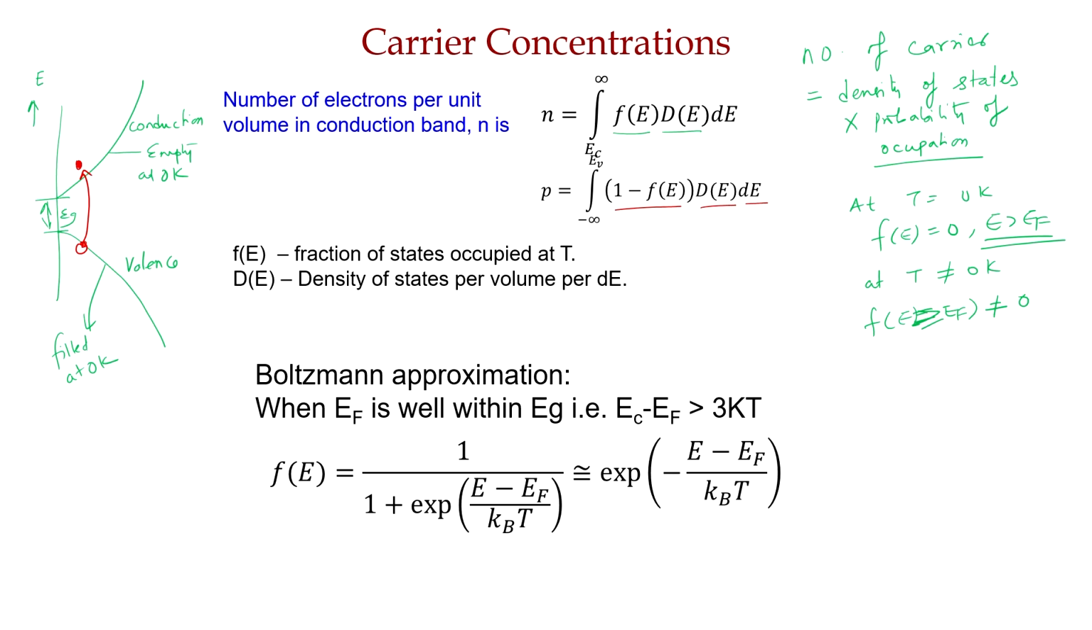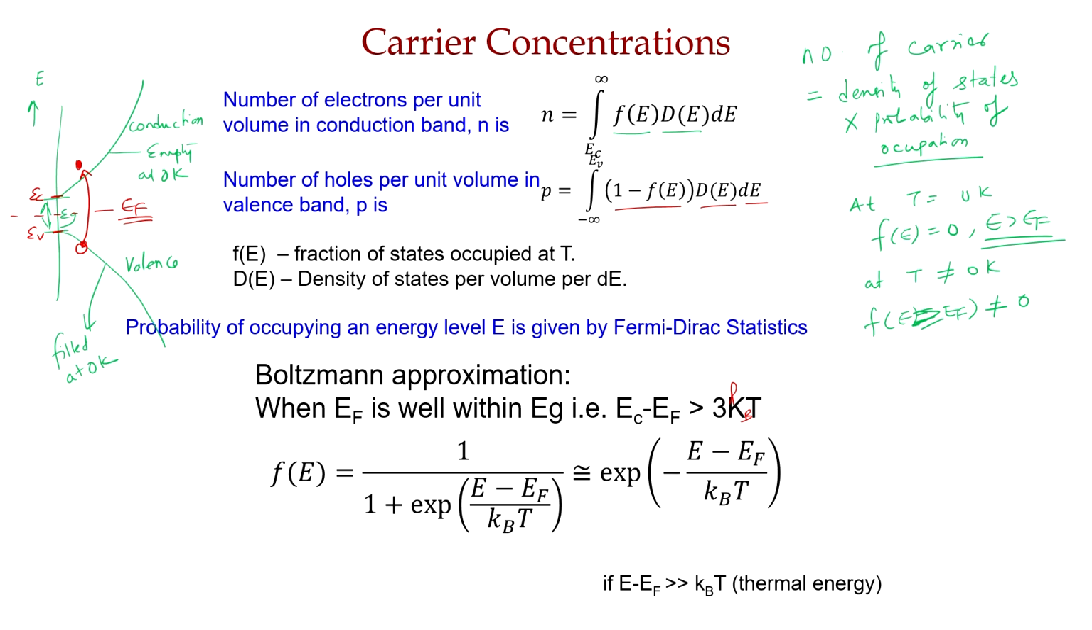We can apply a Boltzmann approximation there when EF is well within EG. So, EF for semiconductors will lie right within the semiconductor. So, EF is well within EG, and we can say that EC minus EF, so this is your EC, this is your EV, the distance between the valence and conduction band edge and the Fermi level is more than 3 kT, okay. That is the approximation that we make. So, k is the Boltzmann constant. So, we can write Fe approximately as exponential of minus E minus EF divided by kT.